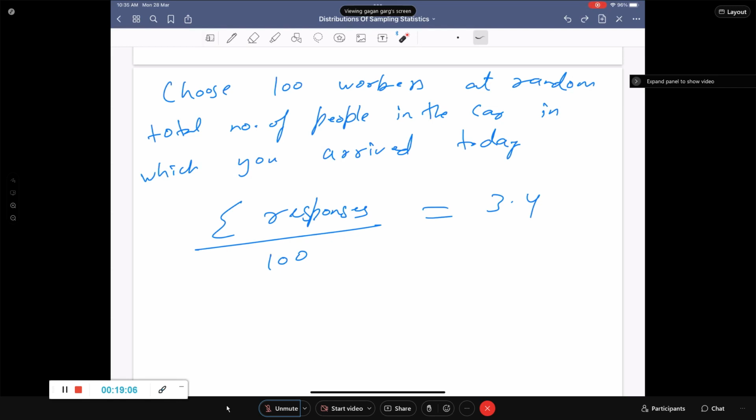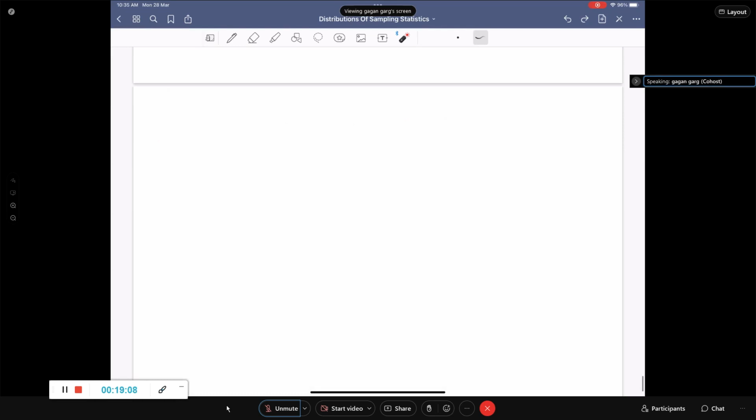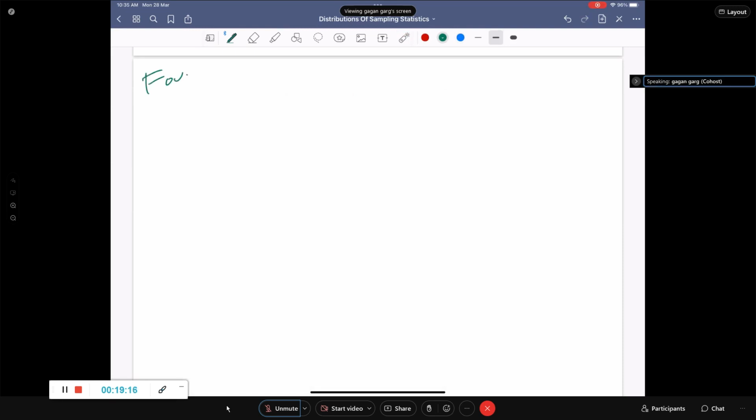So let me give you a hint. Let's say there are 4 cars that come that day. Let's just take a small toy example. Let's say 4 cars are in the parking lot.